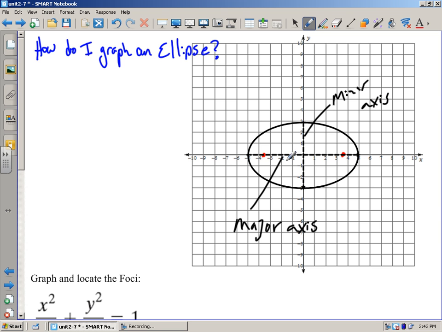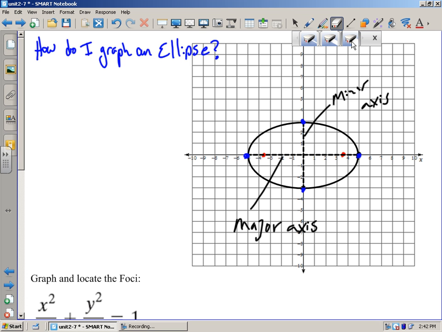Now, along the major axis, we have a vertex here and here. And then we also have a minor vertex here and here. I've also seen it referred to as a covertex. But anyway, they go with the minor axis, and then you've got your vertex or vertices with the major axis. Okay, I think that's really about all we need to look at. So let's go ahead and look at exactly what happens with an equation and how we graph it.